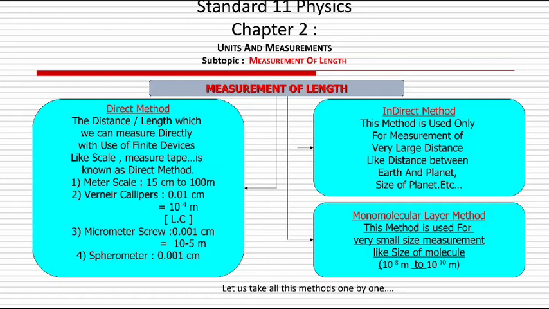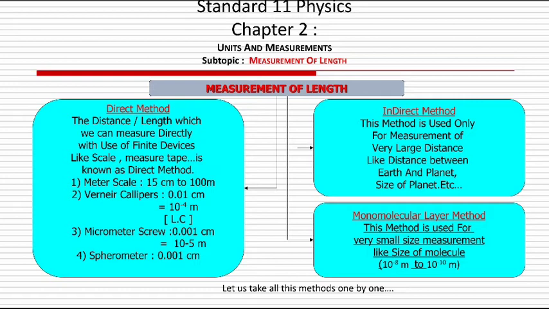So to measure the length of an object, we use three types of methods: one is the direct method, second is the indirect method, and third is the monomolecular layer method. So the first method is the direct method. What is the direct method? The distance or length which we can measure directly with the use of a finite device like a scale or measuring tape is known as the direct method.